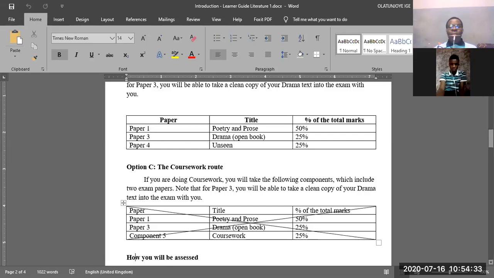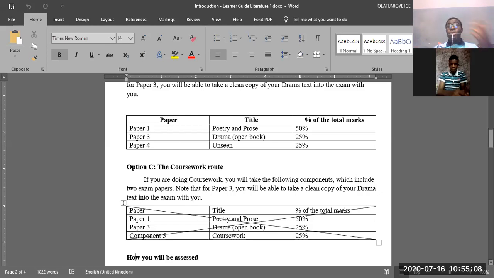Then paper 3 is drama. This particular drama text, we call it open book. That means any text you want to answer, you can bring into the examination hall. The only thing you must not do is have annotations or underlinings. The textbook must be neat. You must not write anything on it, or else they will not allow you to bring it to the exam. But you can bring it, open it, and check your answer.